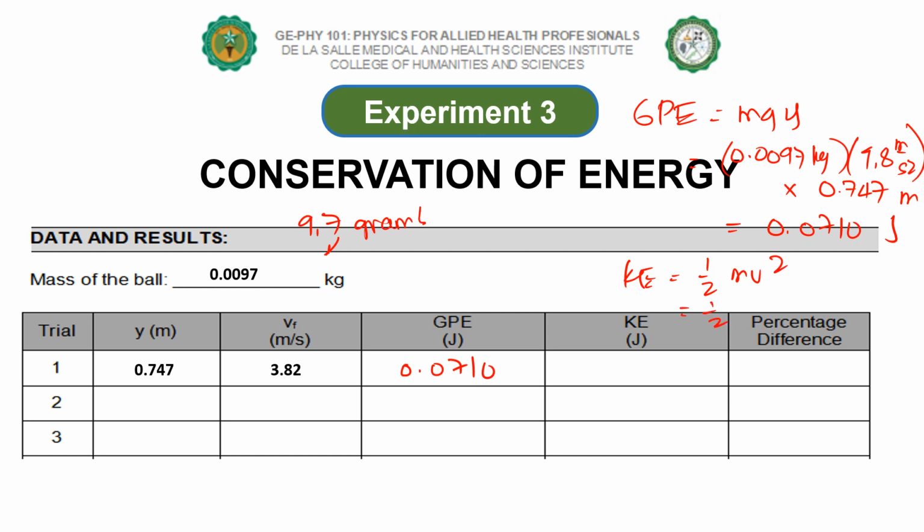And then for the kinetic energy, the formula is 1/2 mv squared. This is 1/2 multiplied by the mass, 0.0097 kilograms, and then v squared, so 3.82 meters per second squared. So 1/2 multiplied by 0.0097, multiplied by 3.82 squared. The value here, using four decimal places, is 0.0708 joule.